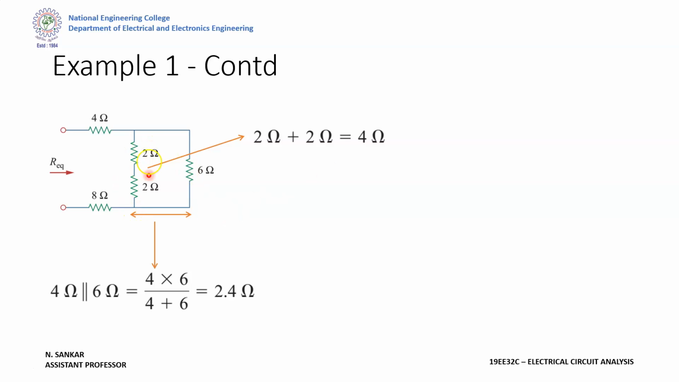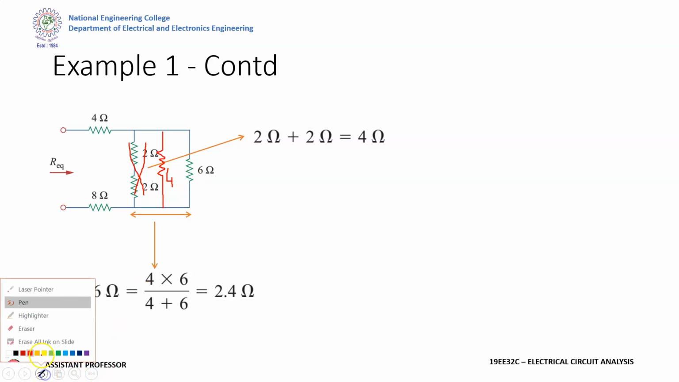If you connect a 4 ohm resistor here, then 4 ohm and 6 ohm will be in parallel. So if these 2 ohm and 2 ohm are in series, they will be replaced by a single resistor of 4 ohm. So this should be removed and a 4 ohm resistor should be added here. Now if you see the connection, 4 ohm and 6 ohm will be in parallel, which can again be converted to a single resistor by the R equivalent formula, that is R1 into R2 divided by R1 plus R2. 4 into 6, 24, divided by 4 plus 6, 10. 24 by 10, 2.4. Now these two resistors can be removed and replaced by 2.4 ohm.